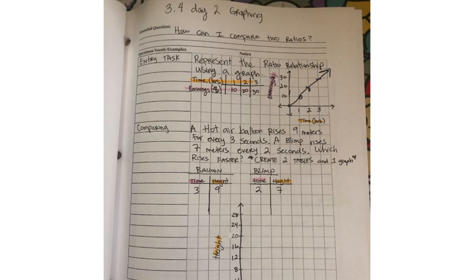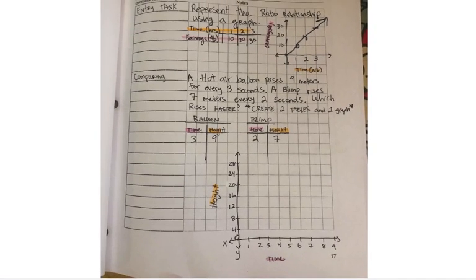Comparing ratios. Here is our story problem. A hot air balloon rises 9 meters for every 3 seconds. A blimp rises 7 meters every 2 seconds. Which rises faster? And then my hint is create 2 tables and a graph. And I set up your 2 tables nicely over here already. We have our balloon and we have our blimp. We have time and height, and time and height. And then here is a graph.